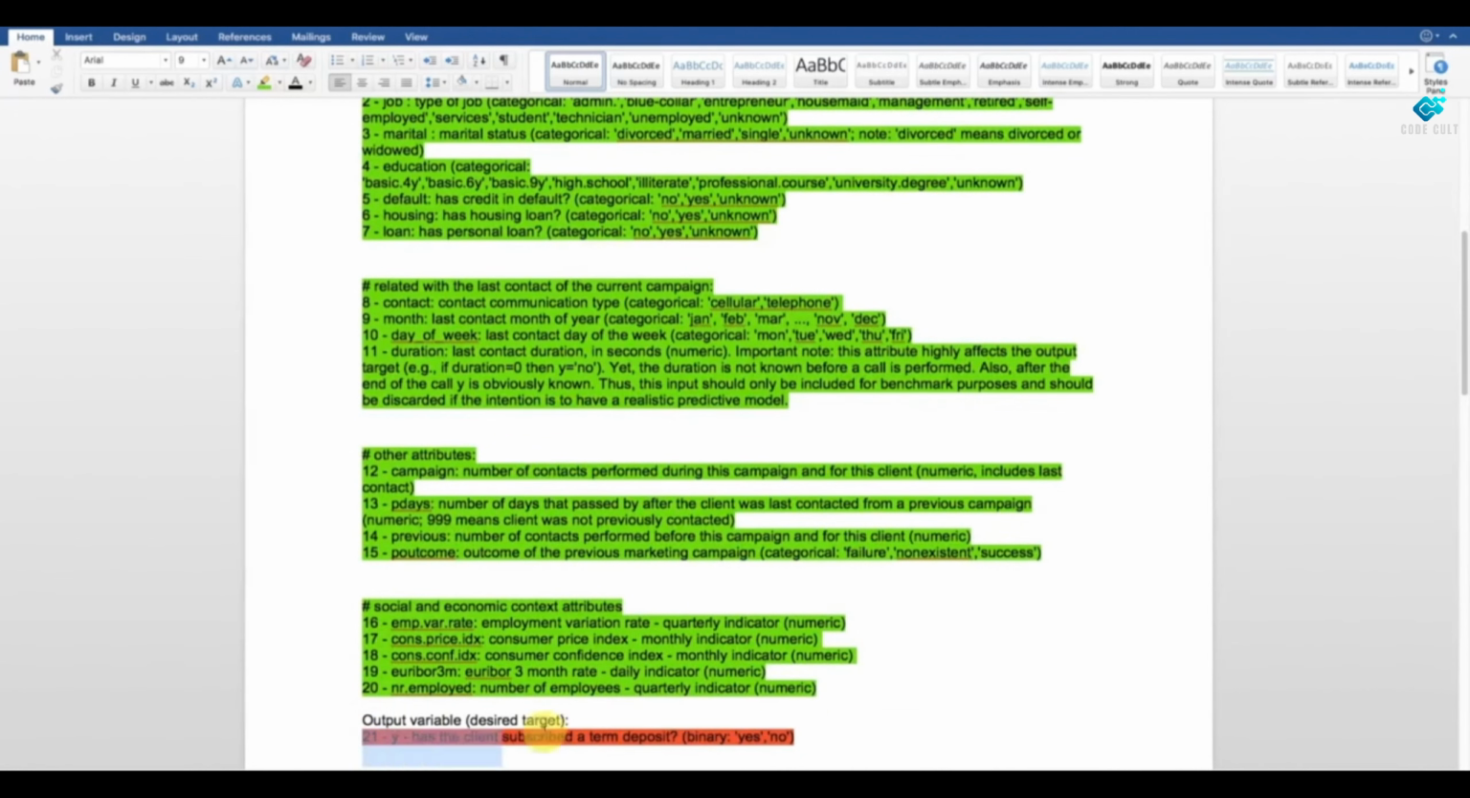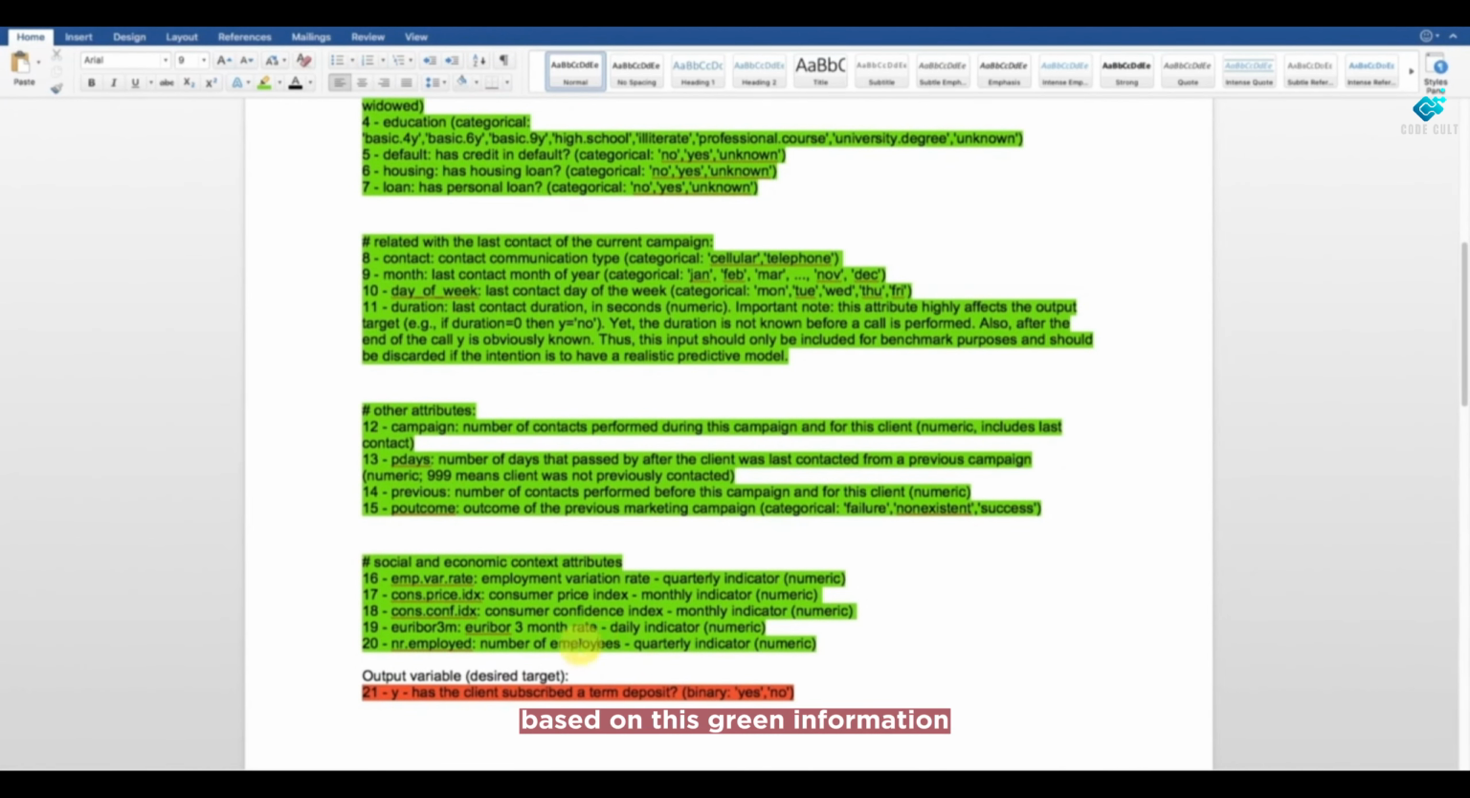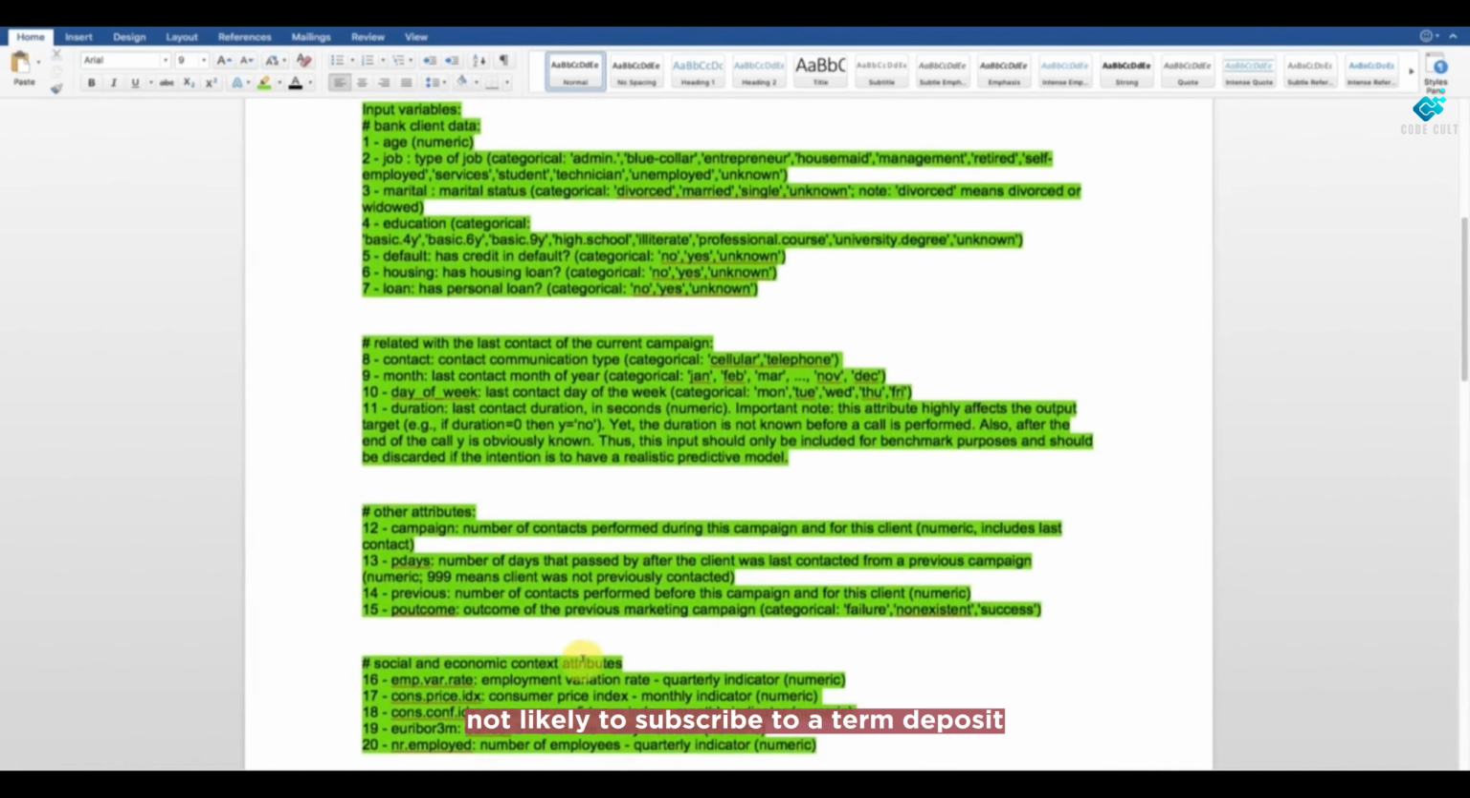The question is, based on this green information, can we predict if the client will subscribe to a term deposit, which is what exactly our campaign is all about? We want to sell them a term deposit. That's the goal of the bank. Obviously we want to approach customers that are most likely to subscribe to a term deposit, right? Why would we spend our marketing budget and the time of our employees contacting people who are not likely to subscribe?